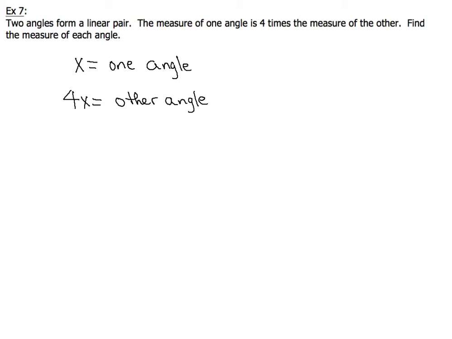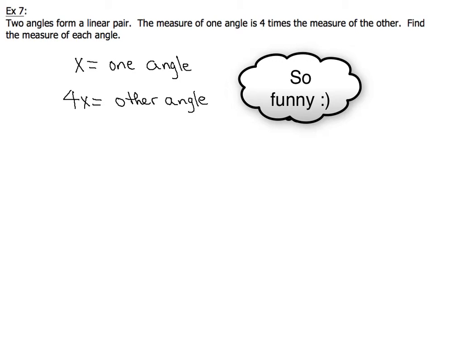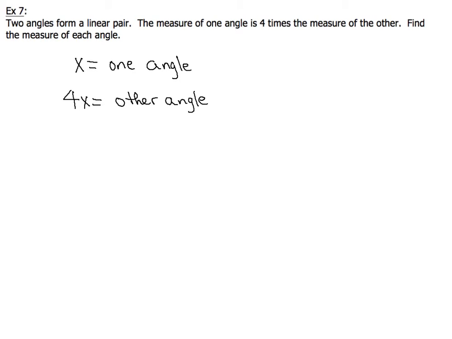And when I said the word key, I wasn't kidding. We're going to write the following. x equals one angle and 4x equals the other angle. Simple enough from that sentence. Now we're going to use the fact that the two angles are forming a linear pair to write an equation and then solve for x and 4x. What do you think that equation would be? Yep, you guessed it. Add them up and set them equal to 180.